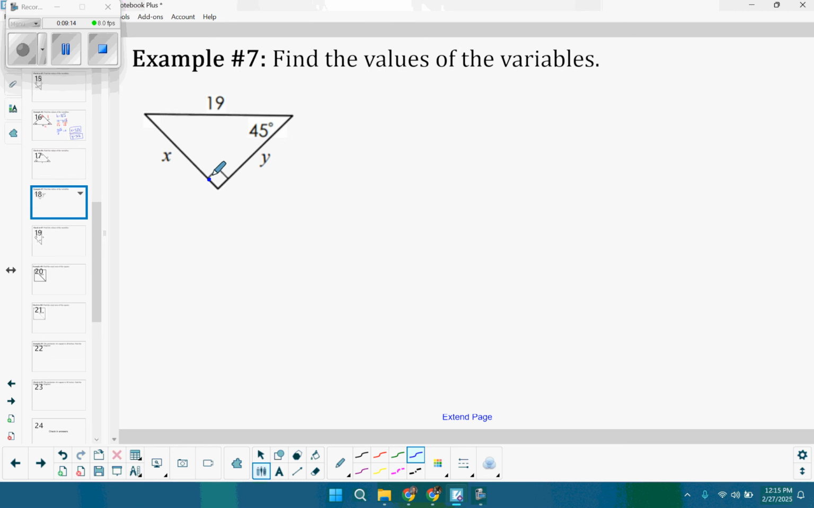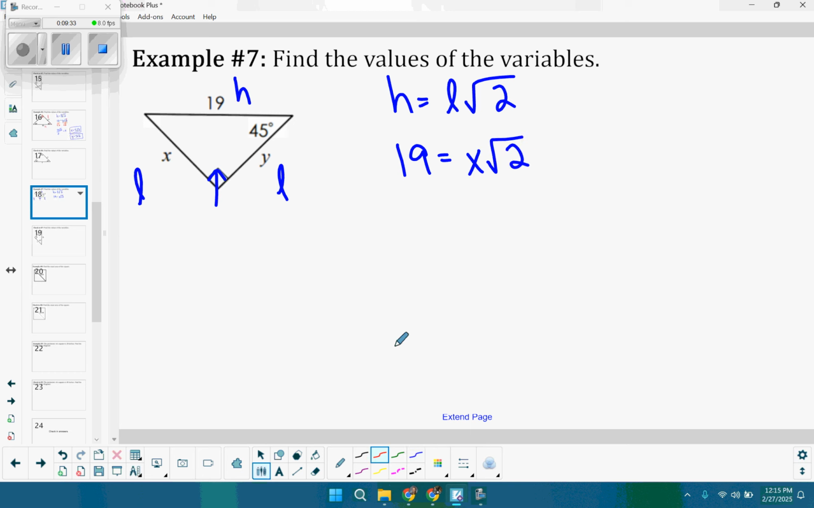Example 7. Crossing the right angle is our H. We have an L and an L. So I'm going to set up H equals L root 2. So that's 19 going in for H, equals either x or y, let's say x root 2. So again, we're going to divide both sides by the square root of 2. It goes nicely on this side, not so nicely on this side.